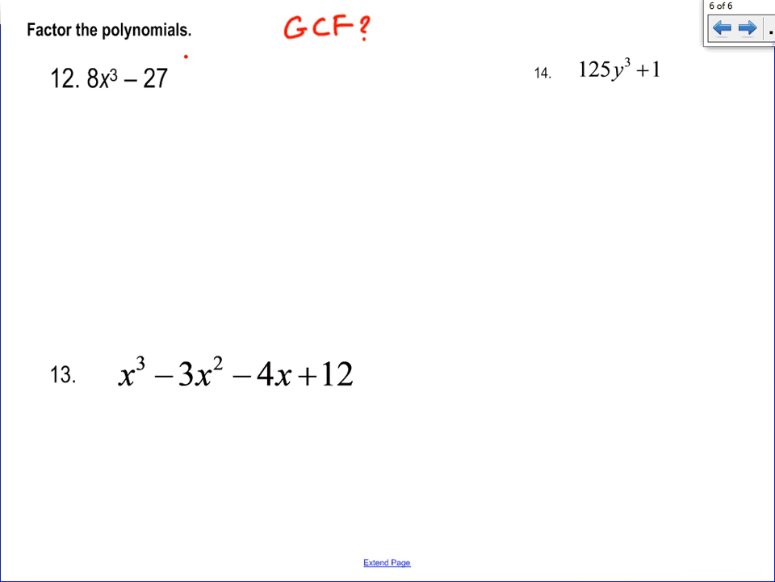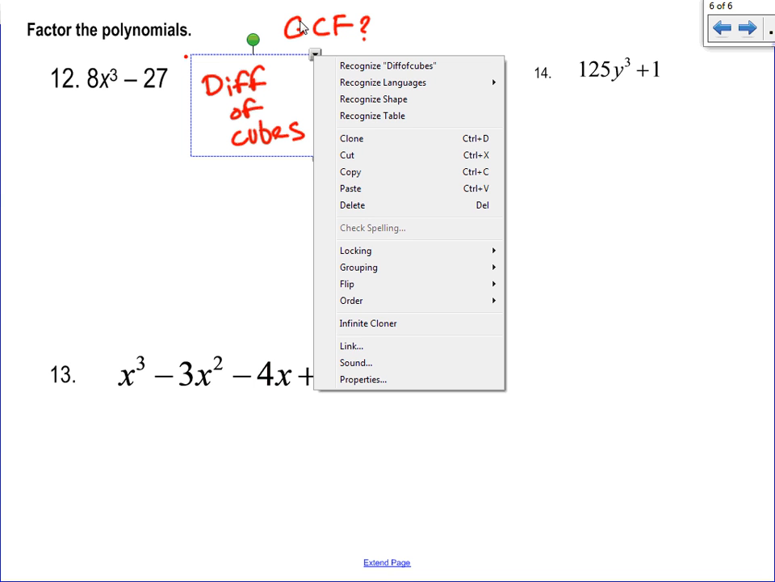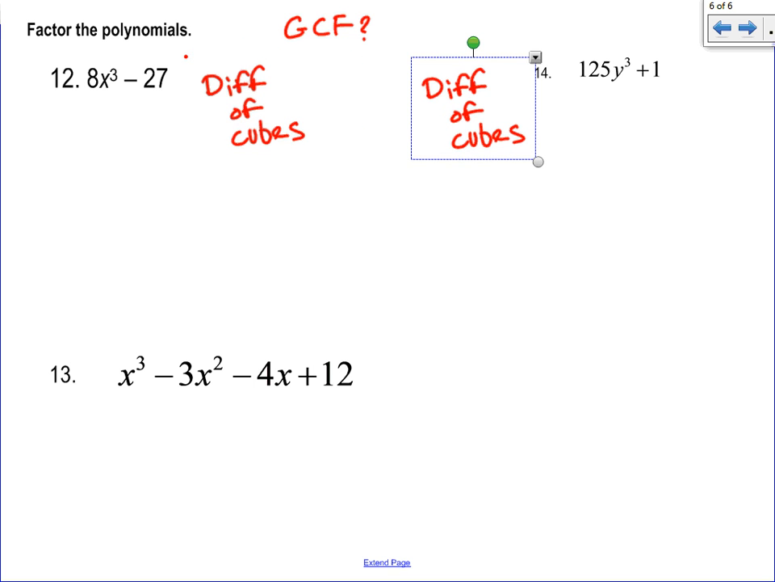This is a special pattern called a difference of cubes, and problem 14 is a special pattern that is called a sum of cubes. This one is a sum because there is a plus sign. This one is a difference because there is a minus sign. Now each one of these has a special pattern.